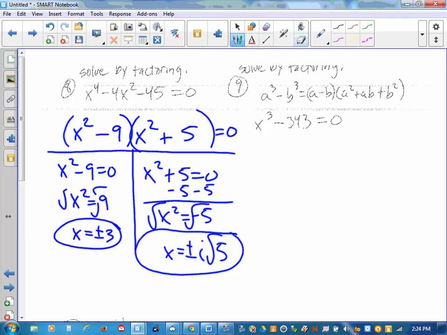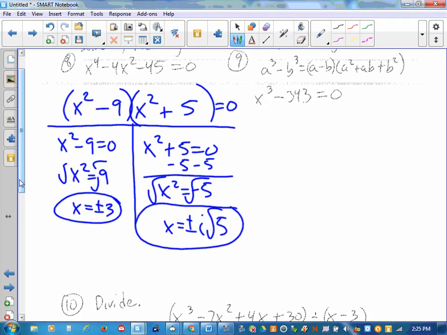All right, number 9, this is a two-parter. This is the one that's kind of the tough one. We identify what's being cubed. X is being cubed to make x cubed. And then 7 is being cubed to make 343. So now I'm going to put those into the factoring pattern, which I provided for you. So it's x minus 7, x squared plus 7x plus 49. That's how it factors. If I multiply this out, it would make the x cubed minus 343.